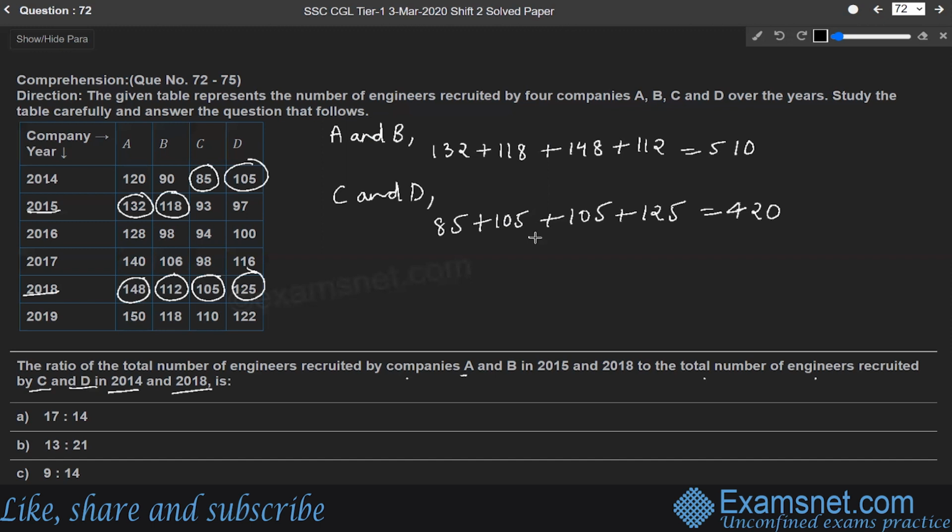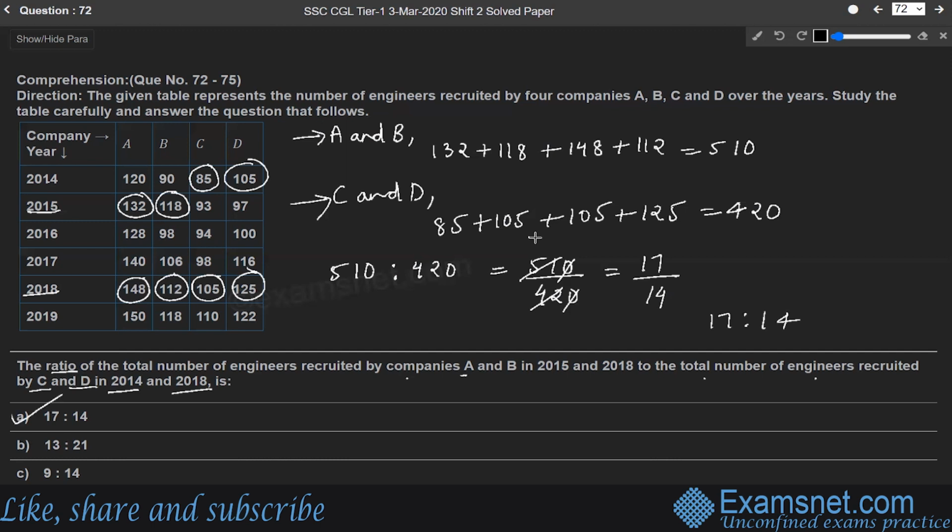Now what we have to find is the ratio of the total number of engineers recruited by A and B and C and D. So ratio will be 510 is to 420. It means that 510 divided by 420. Okay. This 0 and 0 will be cancelled. And by the table of 3, both these numbers will be also cancelled. 3 into 17 gives 51 and 3 into 14 gives 42. So the ratio will be 17 is to 14. And hence the correct option for this question will be option A here.